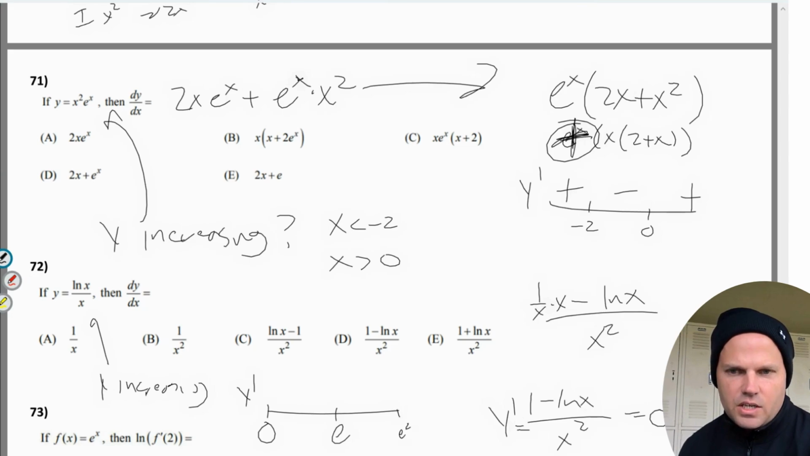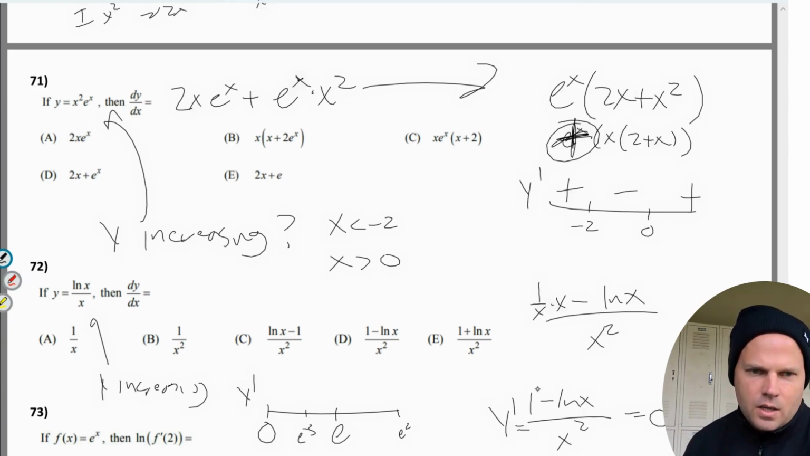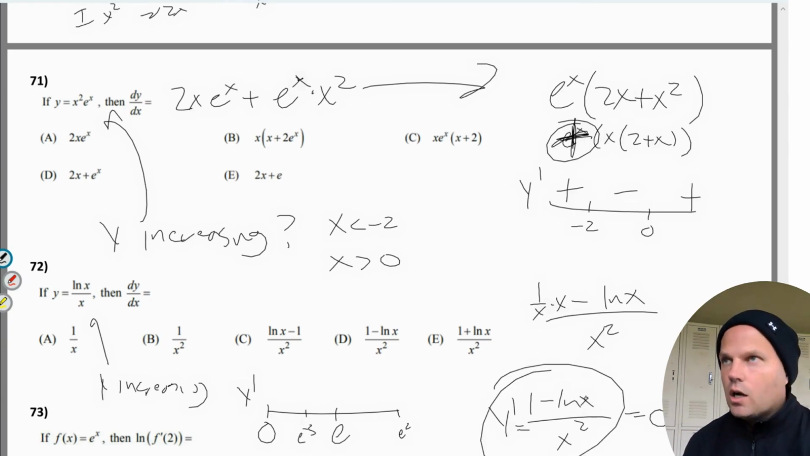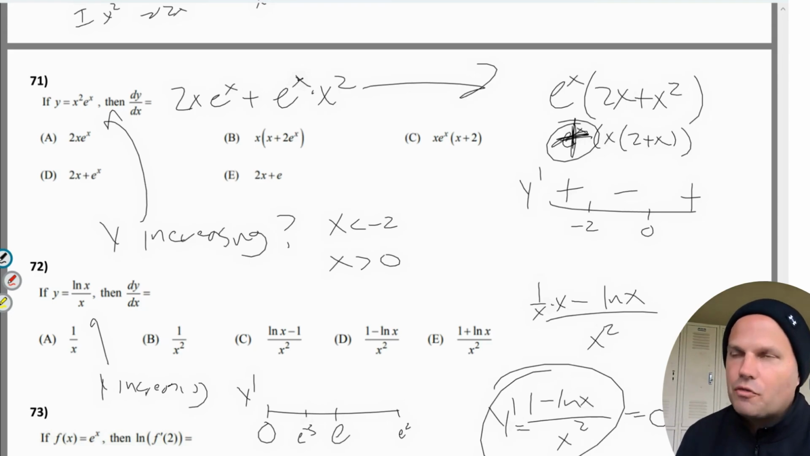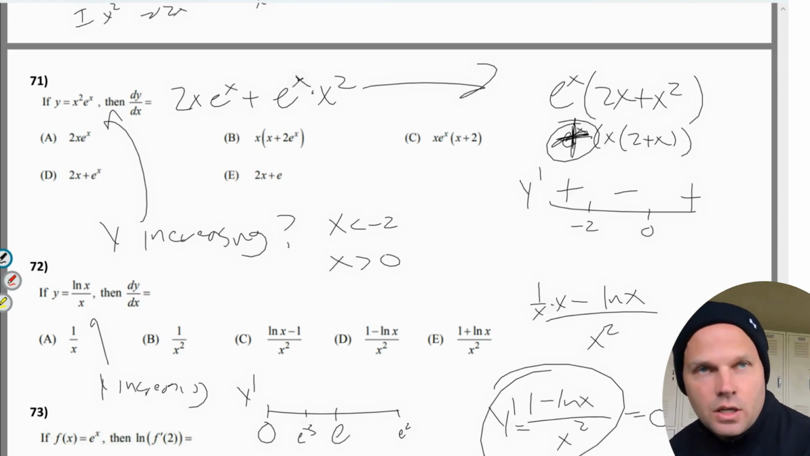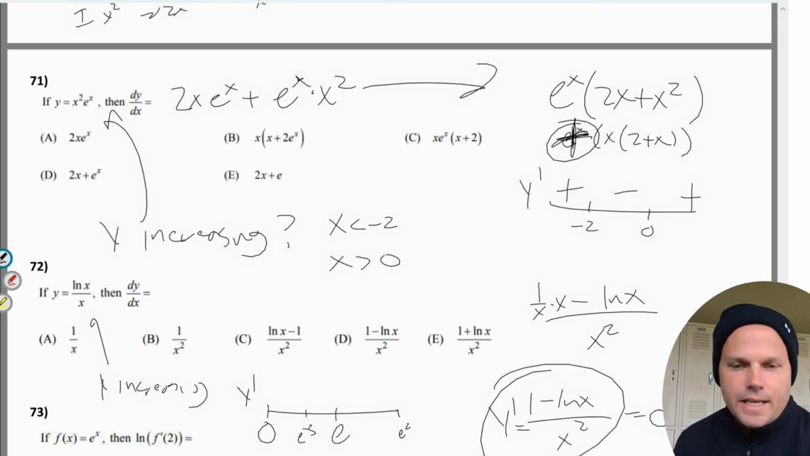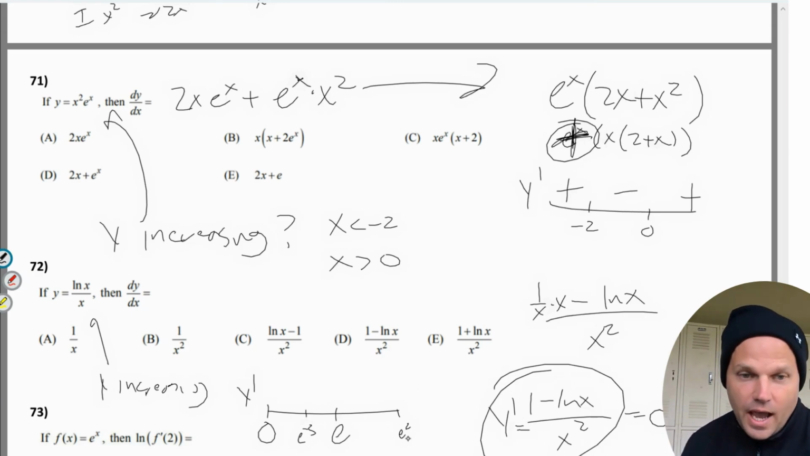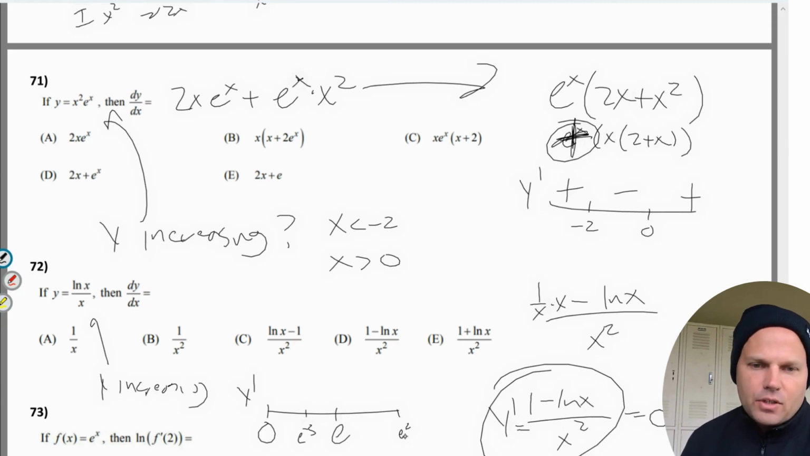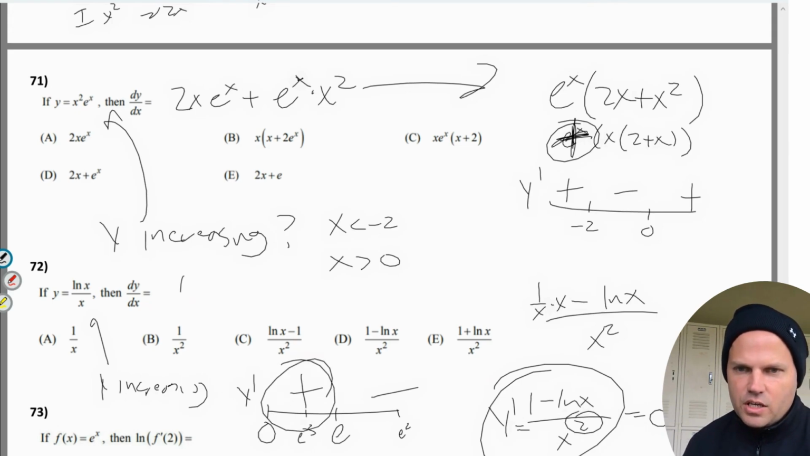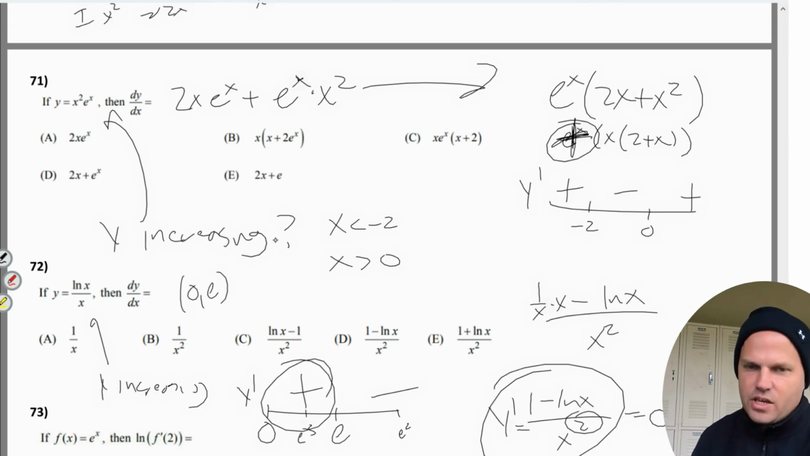I'd plug in something like e squared. I'd plug in something like e to the -3rd. Why? Because my derivative involves a log, which means I'm not going to know what the log of any value is unless it's an e to a power. I mean, I could guess. If I plugged in e squared, it'd be 1 minus 2. That'd be negative. If I plug in e to the negative 3, it'd be 1 minus negative 3, which would be positive. The denominator will be positive because of the square. So boom, 0 to e. Like this is what I would be asking you on your test.